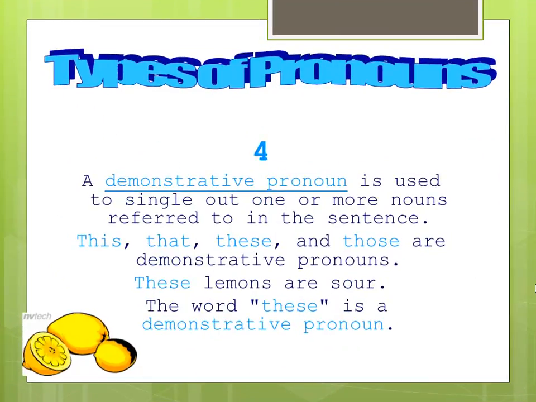Number 4, a demonstrative pronoun is used to single out one or more nouns referred to in the sentence. So demonstrative pronouns are this, that, these, and those. These lemons are sour. The word these is a demonstrative pronoun. It's demonstrating. So as you can see, what do demonstrative pronouns have in common?